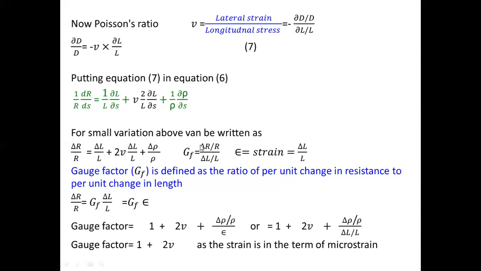If we make del R by R upon del L by L as GF, that is the gauge factor, and we know strain is del L by L, then finally we get the equation del R by R is equal to gauge factor into del L by L, which is gauge factor into strain. So the final gauge factor value is 1 plus 2 into nu, that is Poisson's ratio, plus del rho by rho upon del L by L. As the strain in terms of microstrain is a very small quantity, we can neglect this, and finally the gauge factor is equal to 1 plus 2 into nu, that is Poisson's ratio.